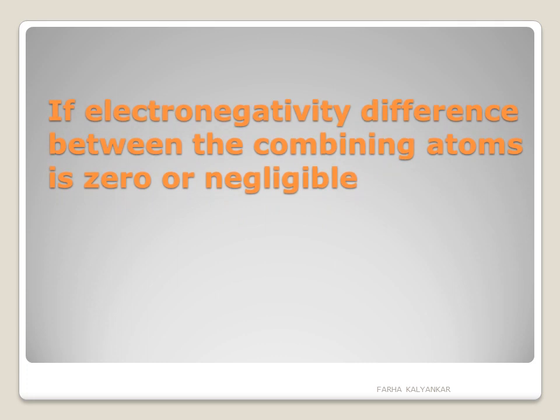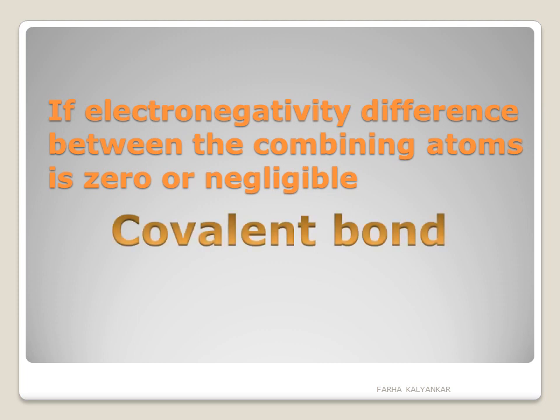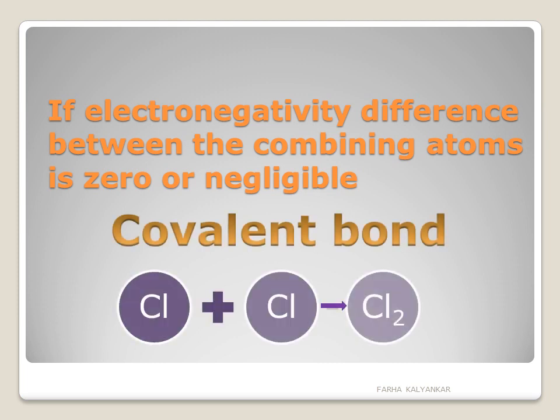If electronegativity difference between the combining atoms is zero or negligible, then a covalent bond is formed. For example, the chlorine atom, when combined together with another chlorine atom, forms chlorine molecule. Here we all know the electronegativity of chlorine is 3. The difference between them is 0. So, that leads to the formation of chlorine molecule with the help of covalent bond formed between the two chlorine atoms.